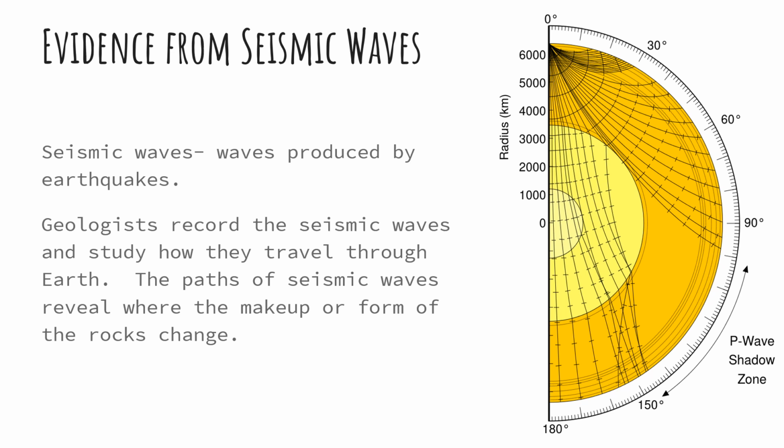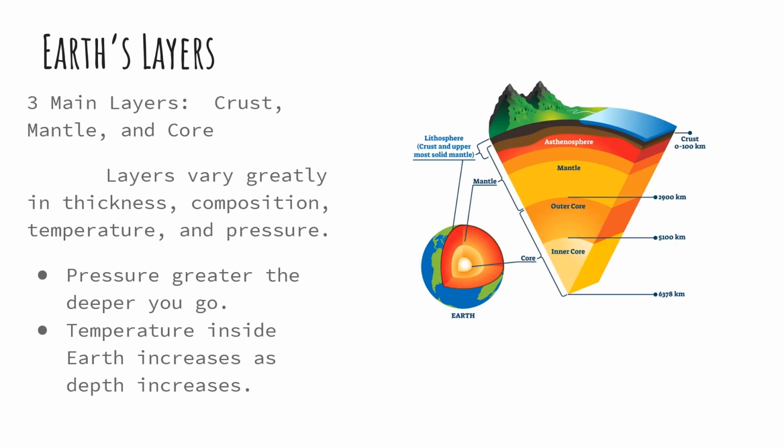Evidence from seismic waves. What is a seismic wave? So a seismic wave is a wave that's produced by earthquakes. And it's what geologists use and record to study how the earthquakes travel through Earth. The paths of the seismic waves reveal where the makeup or form of the rocks change, which is ultimately what causes the earthquakes. Let's talk about Earth's layers now.